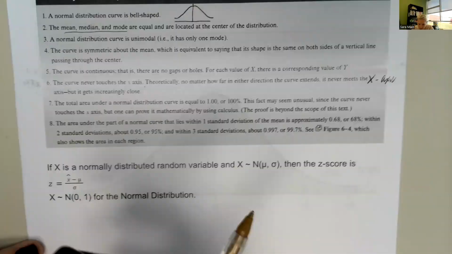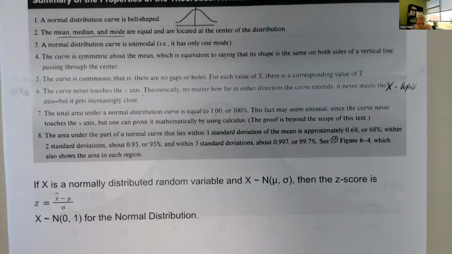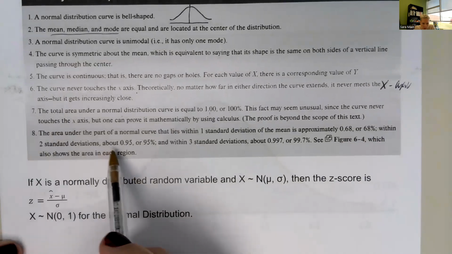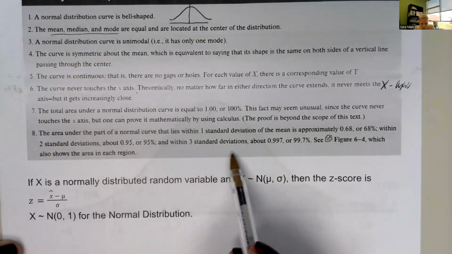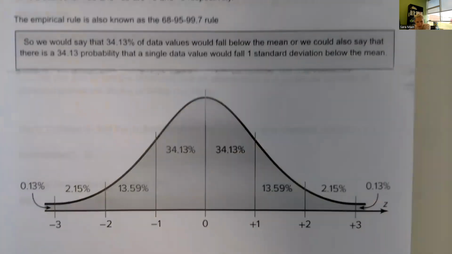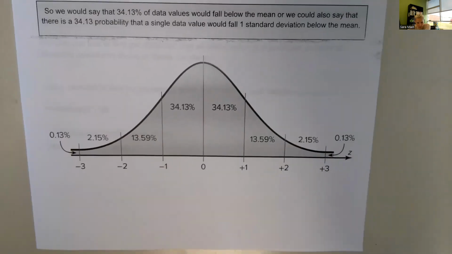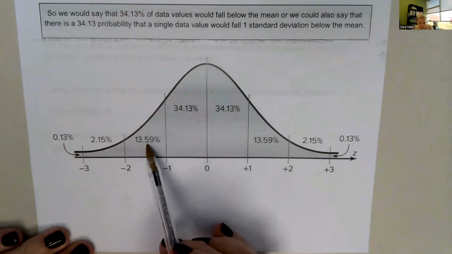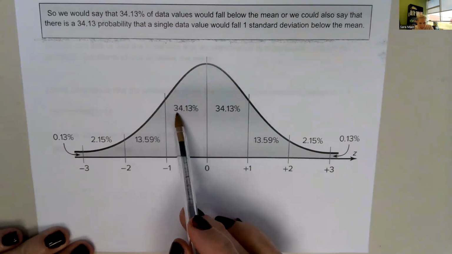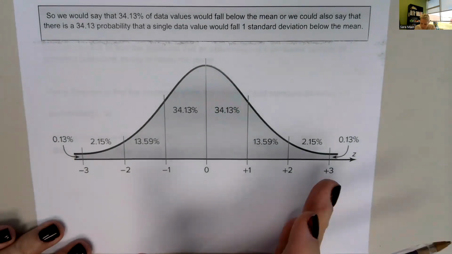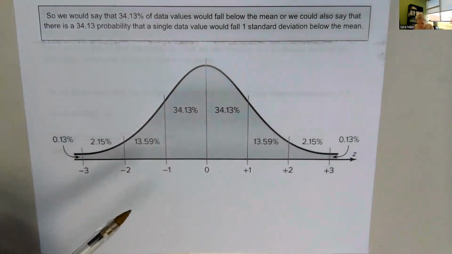And lastly, the area under the part of a normal curve that lies within one standard deviation of the mean is approximately 0.68 or 68%. Within 2 standard deviations is approximately 95%, and within 3 standard deviations is about 99.7%. This should look very familiar to what we learned about the empirical rule back in Chapter 3. You'll see there's 34.13% and 13.59%. So the percentages are slightly different than what we learned in the empirical rule, and that's okay because again, we're mostly letting Desmos do the calculations.